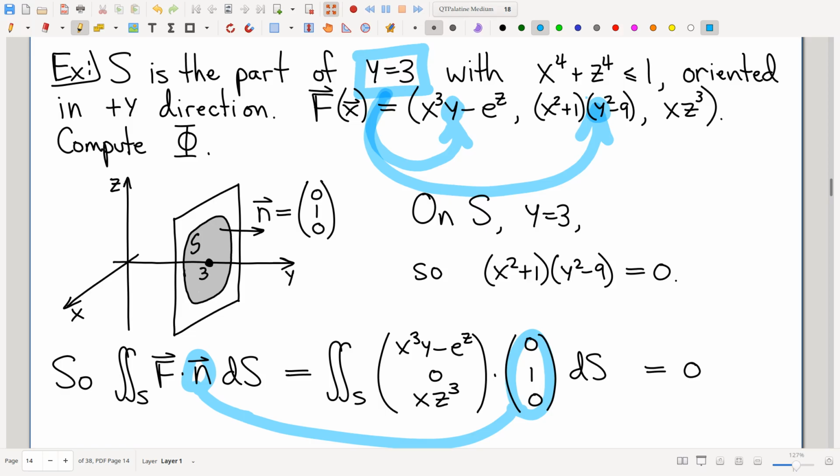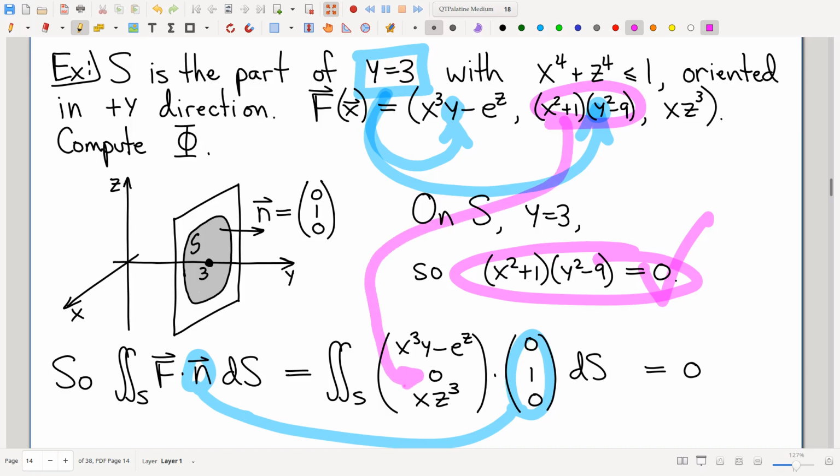And notice this thing, that second coordinate, just turns into 0. And so that coordinate turns into 0 as well. In some sense, I haven't really done any real work yet. I'm just noticing freebies that come along for the ride immediately, simply from the fact that my surface is inside of this plane y equals 3. Everybody good?